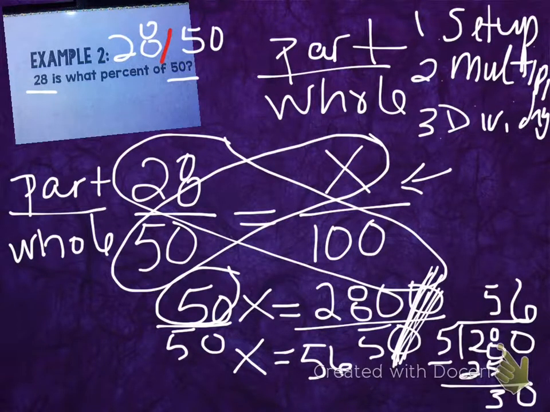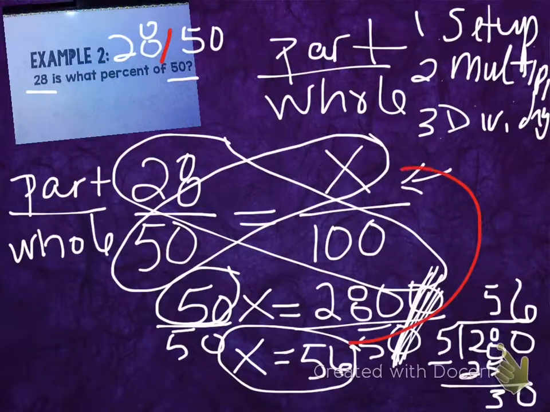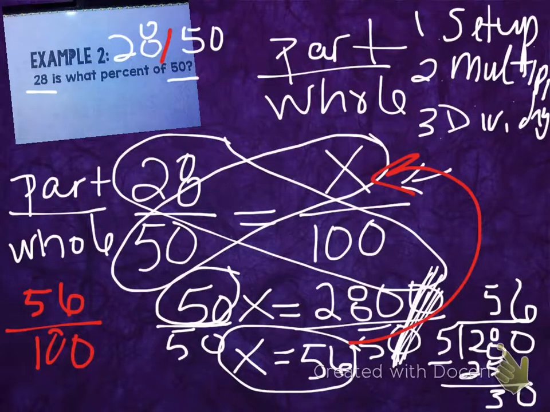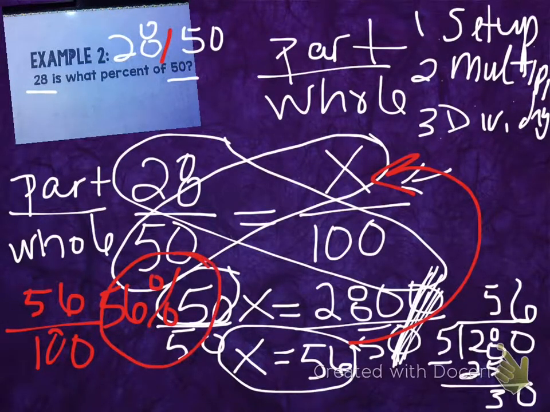Now all we're going to do is put that in to where the x is. So 56 over 100 ends up being 56%. So our answer is going to be 56%.